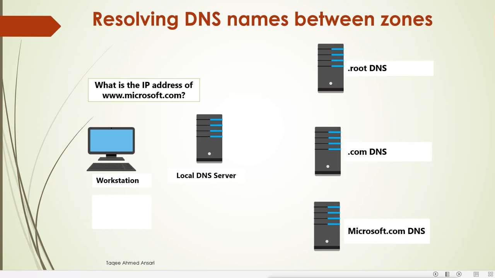Now when you type this URL in your browser, your workstation thinks, what is this? Because actually our system works on IP addresses. They do the communication on IP addresses and we use the name. So our system asks what the IP address of this particular URL or name is.